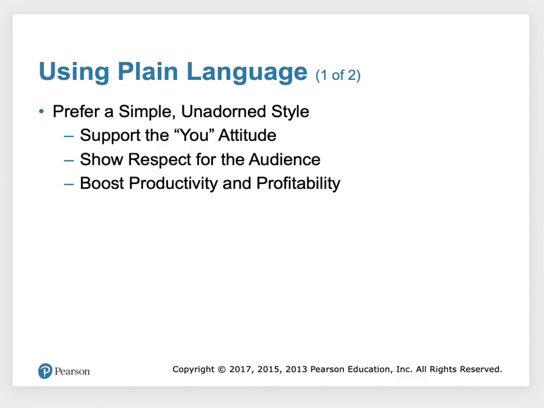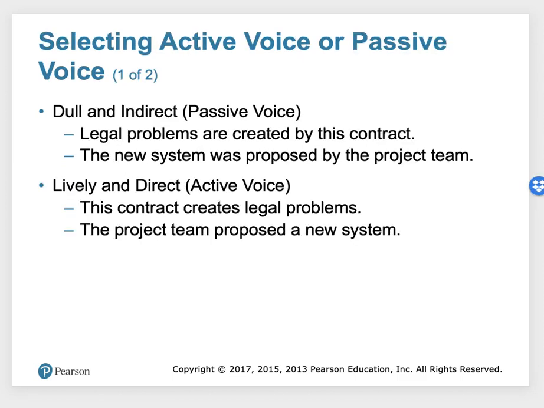Another way to control your tone and your style in your writing is to avoid the passive voice and select the active voice. If you are sending your work through something like Word, it will normally tell you when you're using a passive voice, which is very helpful. And it gives you an opportunity to see if you need to revise what you've written. But a passive voice is usually dull and indirect, where active voice is more lively and direct.